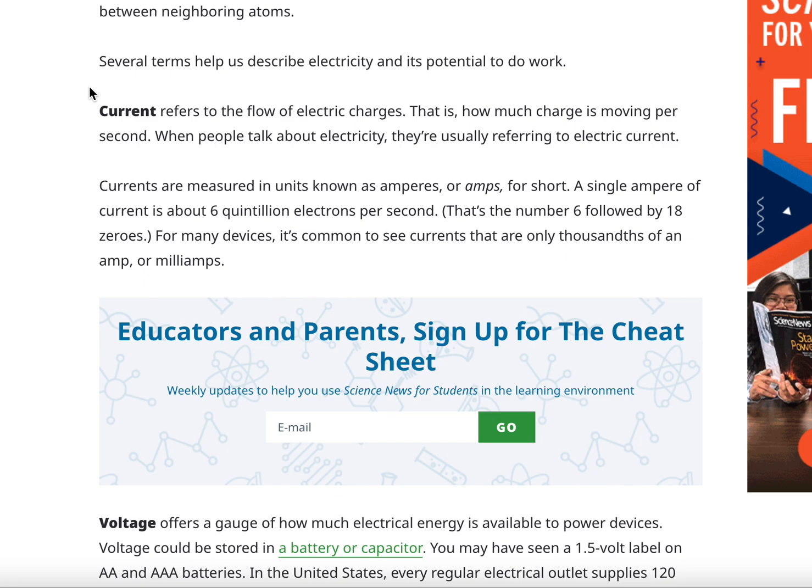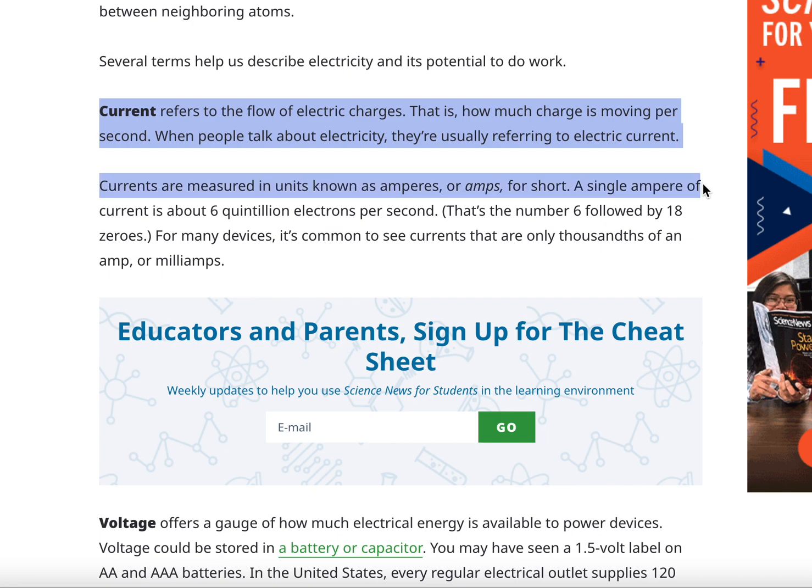Several terms help us describe electricity and its potential to do work. Current refers to the flow of electrical charges. That is how much charge is moving per second. When people talk about electricity, they're usually referring to electric current. Currents are usually measured in units known as amperes, or amps for short. A single ampere of current is about 6 quintillion electrons per second. That's the number 6 followed by 18 zeros. For many devices, it's common to see currents that are only thousandths of an amp, or milliamps.